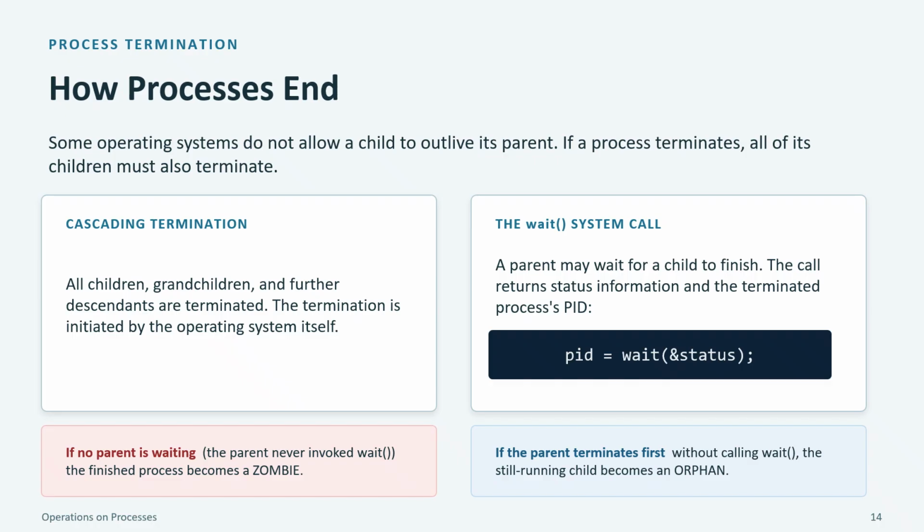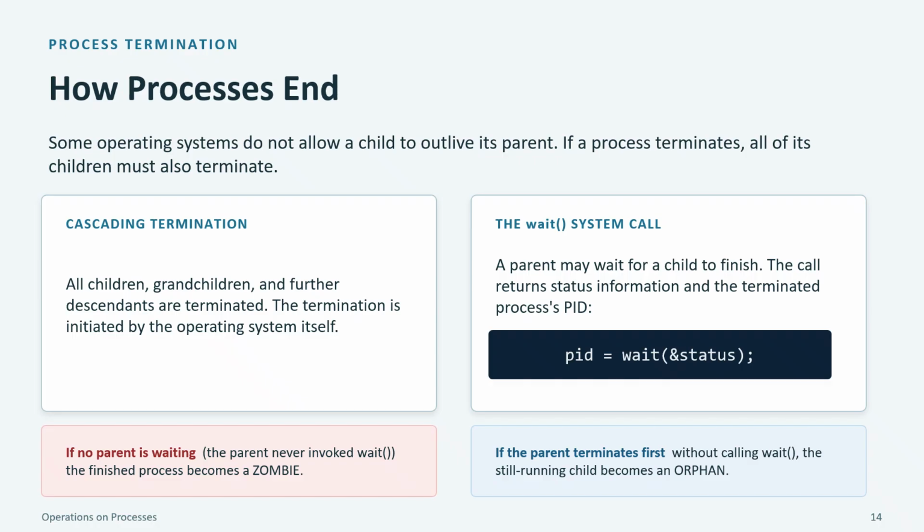Now let us move to the second major topic, process termination. A process terminates when it finishes its execution or when the operating system terminates it. Some operating systems may also enforce rules where a child cannot continue after its parent has terminated. This can lead to a concept called cascade termination. In cascade termination, when a process is terminated, its children may also be terminated. The termination can continue through grandchildren and further descendants.